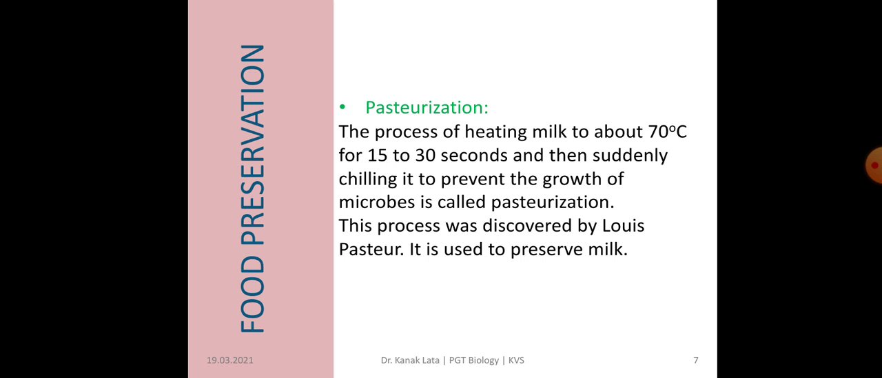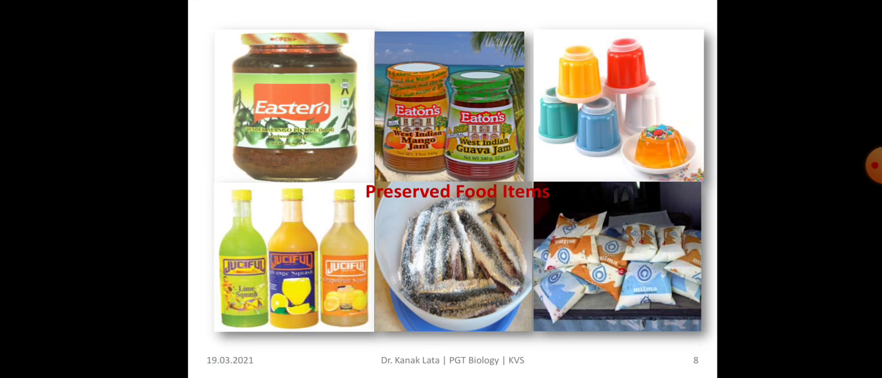Next method is pasteurization. Pasteurization is a method in which milk is preserved. It is a process in which milk is heated to about 70 degrees for only 15 to 30 seconds, and then the milk is suddenly chilled. This heating and chilling prevent the growth of microbes, and this process is called pasteurization, and it was first discovered by Louis Pasteur. Here you can see the different food items preserved by different methods.